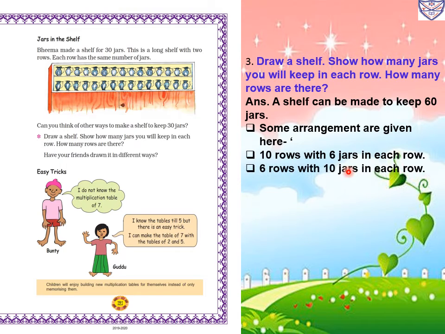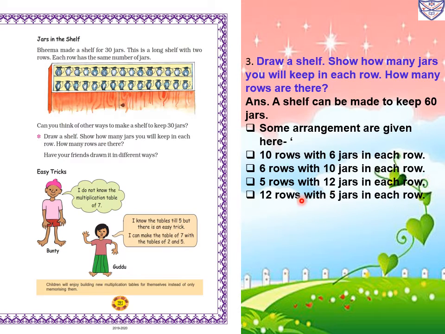Then the second arrangement: we will make 6 rows, and we will keep 10 jars in each row. So it means 6 tens are 60. Now the third arrangement, 5 rows with 12 jars. In the same way we will make 5 rows, and in each row we will keep 12 jars. So 5 twelves are 60.